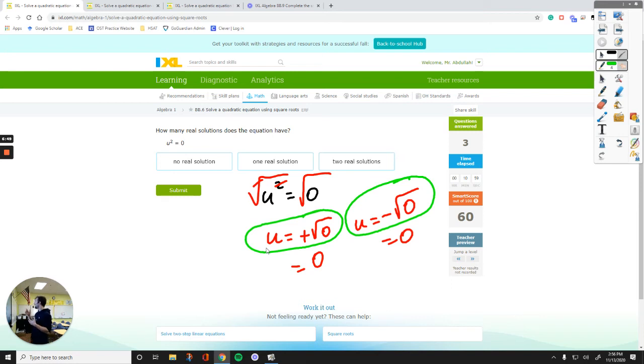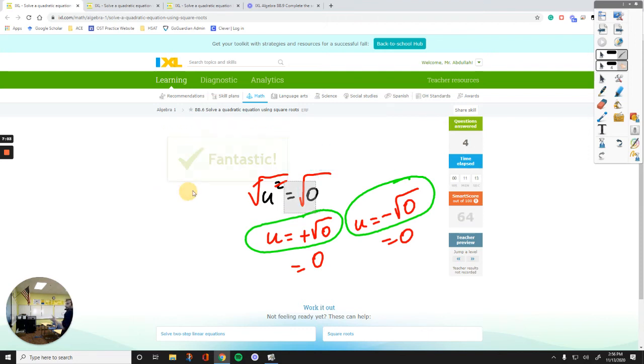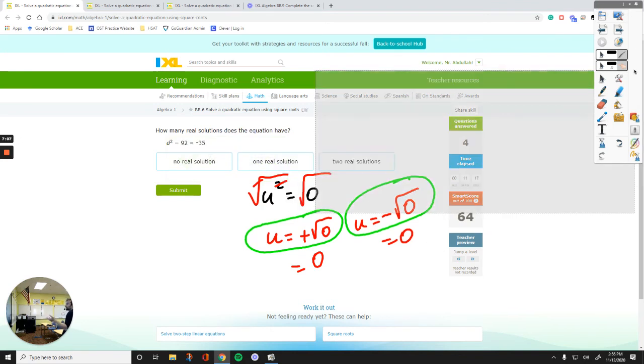So I just want to see what IXL thinks about these questions, because they could be like, no, that's two solutions. I just want to see it. So I would say this is just one solution. Let's just see what happens if I submit it. Okay, one real solution, because in the end, the answers are the same.